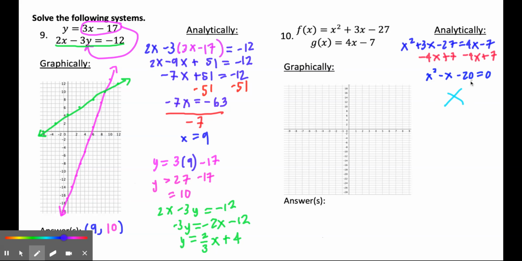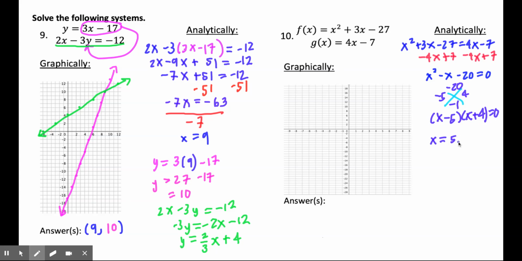And then this easily factors because there's nothing in front of the x squared. So negative 20 goes up here, negative 1 goes down here. So it's negative 5 and 4. So this factors to x minus 5 and x plus 4. Right, and then what makes those zeros are your x answers, so positive 5 and negative 4. So then you have 2 points of intersection, 5 something and negative 4 something.